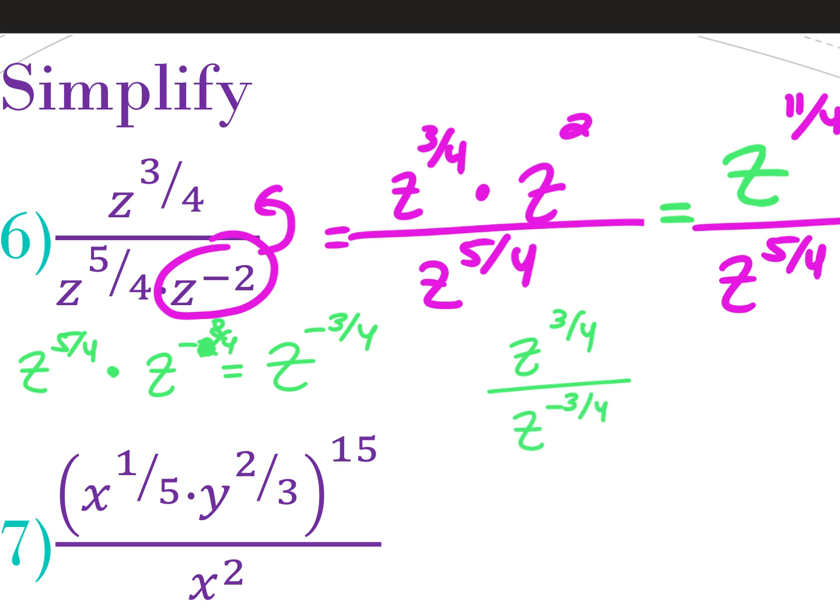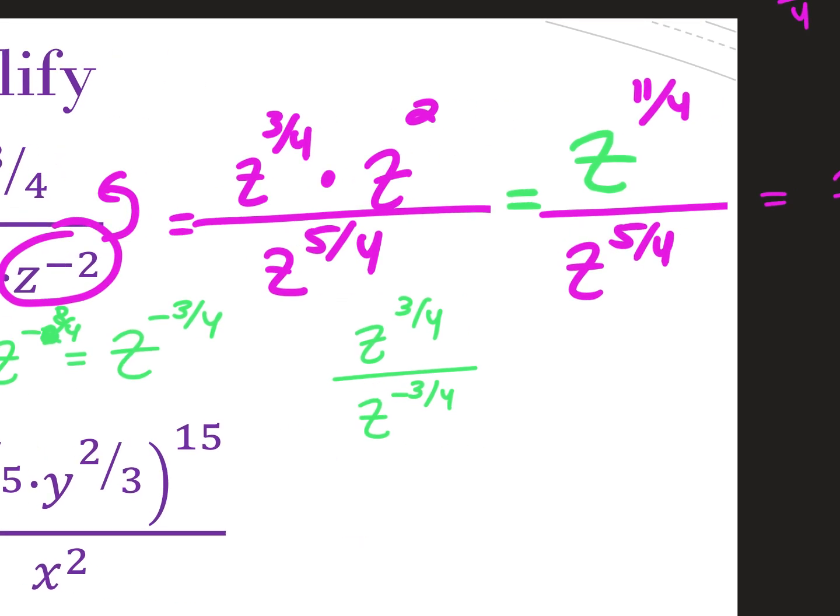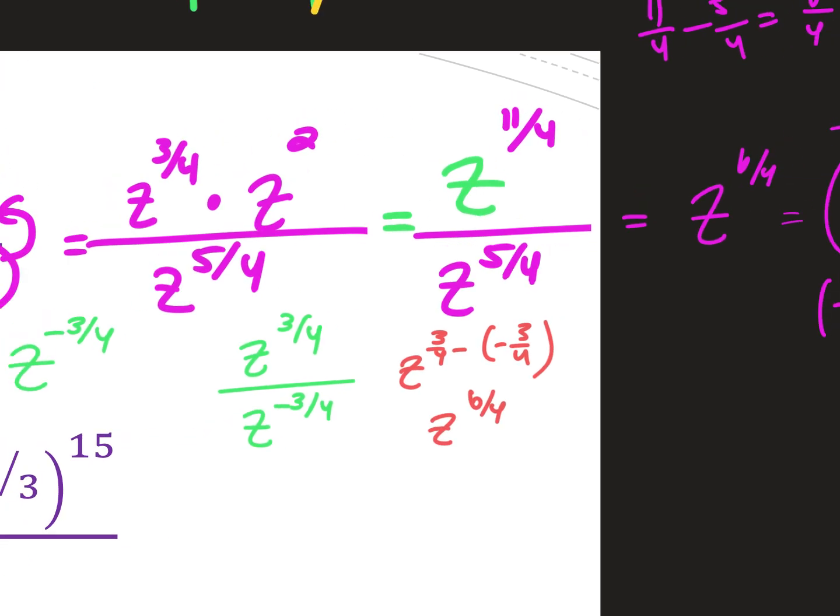Do those two things cancel out? Yes or no? Do they cancel out? Not a trick question. Well, what's the rule? You subtract exponents. So it would be z to the 3/4 minus a negative 3/4. What's minus a negative? You add them. This would give you 6/4, which is the same answer we got over there, isn't it?